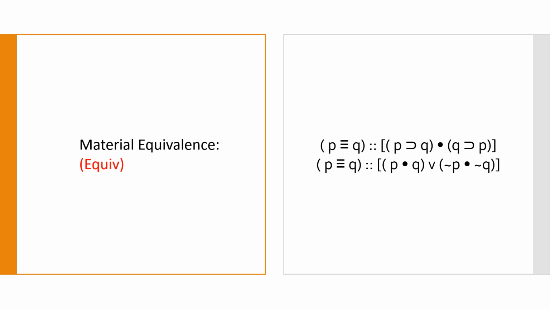So a material equivalence has essentially two different variants that you need to know. Essentially, we're talking about a biconditional statement. A P if and only if Q kind of statement can be logically identical to two different variations. One variation is the top one here, which says if P then Q and if Q then P. And the other is saying P and Q or not P and not Q.